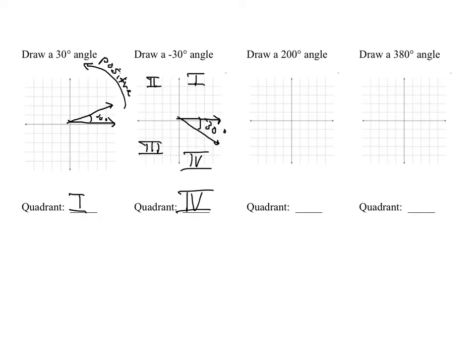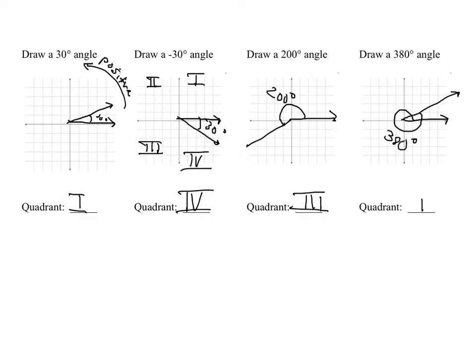Okay, 200 degrees. Well, I'm going to start from the positive x-axis. If I go up here, that's 90, 180, and then a little bit over, that would be 200 degrees, and that's in quadrant 3. And how about 380 degrees? Well, I start by drawing my initial side, and then I go around 90, 180, 270, 360, and then a little bit more would be approximately 380 degrees, and that's again in quadrant 1. So far, so good, right?